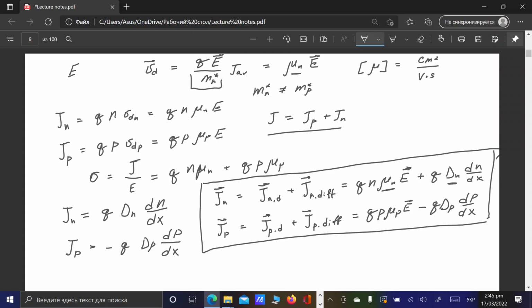So today we finished our discussion of trap-assisted recombination and started charge transport in semiconductors.